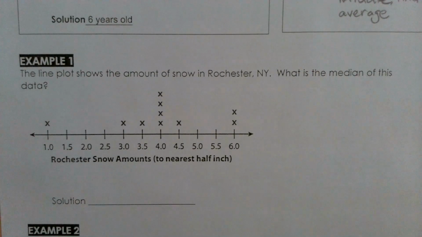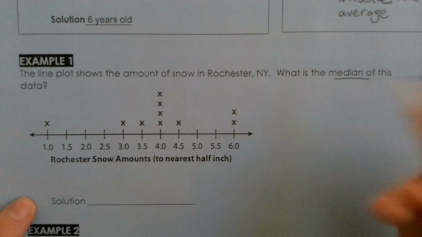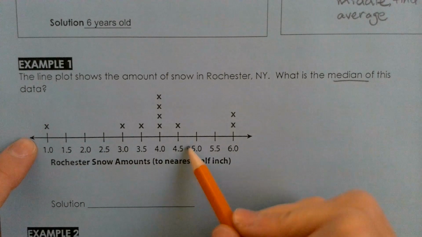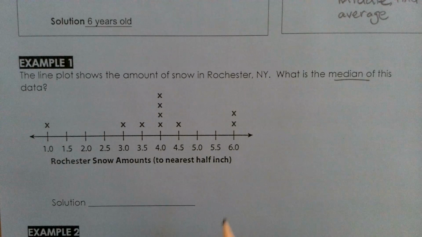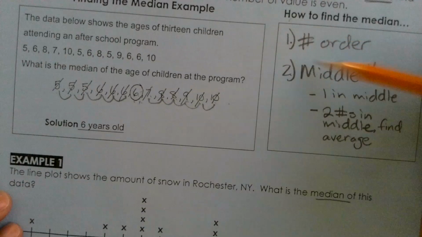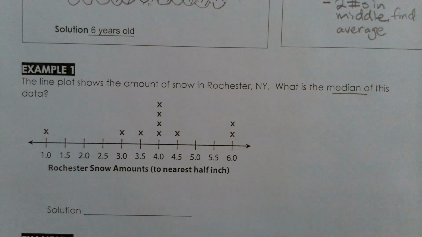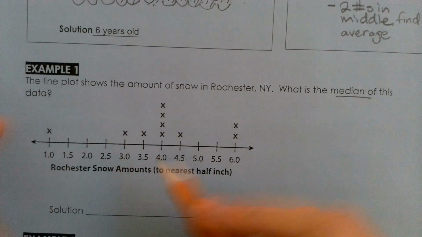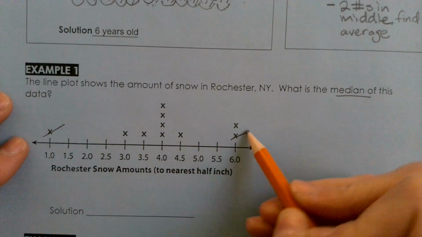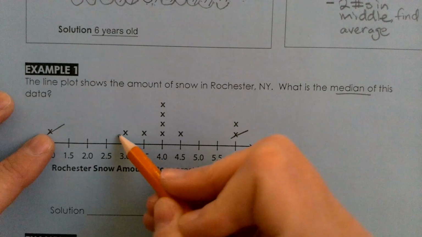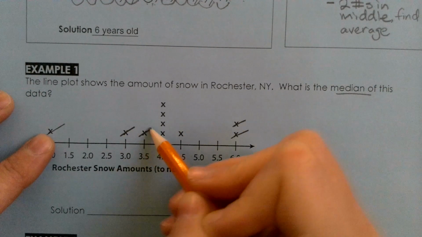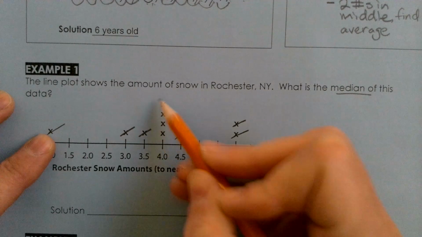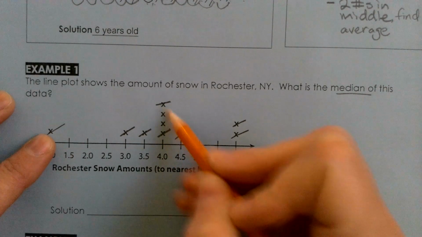So for example 1, the line plot shows the snow in Rochester, New York. What is the median of the data? Okay. So in this case, we have to look at the line plot. Now, the nice thing about the numbers already being in a line plot is they are in number order already, just like we said we need to do first. So them being in number order helps. The only thing we need to do is move along that number order in X's and find them. So in this case, I'm going to cross them off. So 1 there, 1 there. Now we're down to these 2. So I'm going to go backwards. Okay, so there are 2 in the middle.